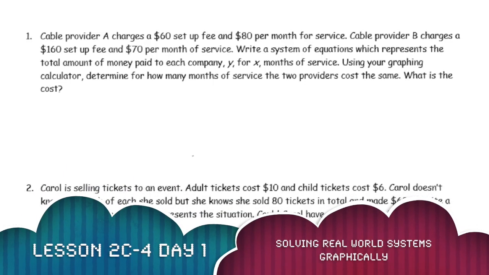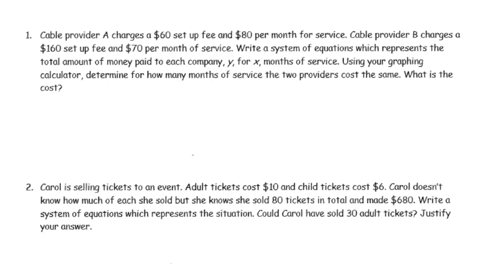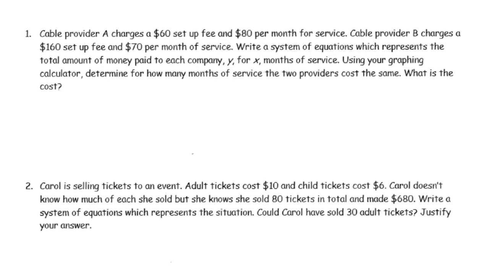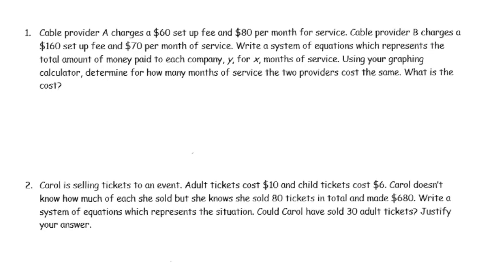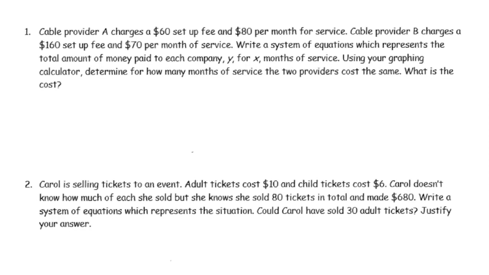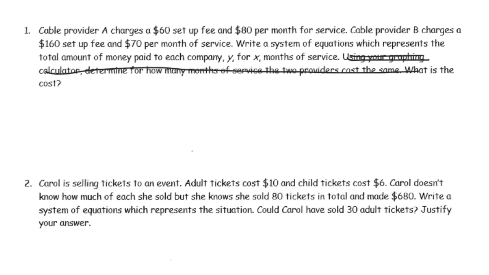A cable provider A charges a $60 setup fee and $80 per month for service. Cable provider B charges a $160 setup fee and $70 per month of service. Write a system of equations which represents the total amount of money paid to each company, Y, for X months of service. Using your graphing calculator, determine for how many months of service the two providers cost the same. What is the cost? We're going to ignore that last part for right now because we're just going to focus on writing the systems of equations.